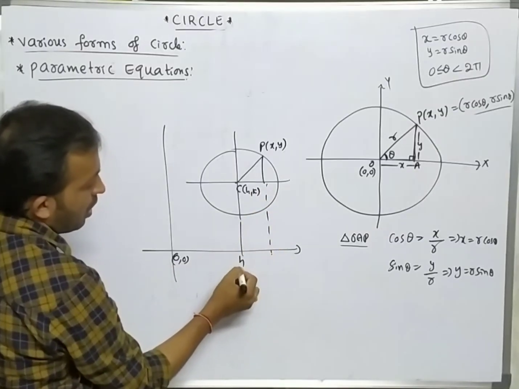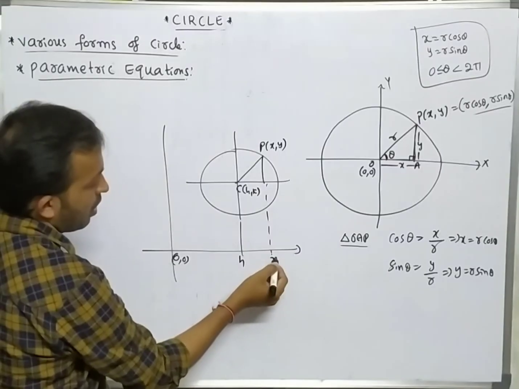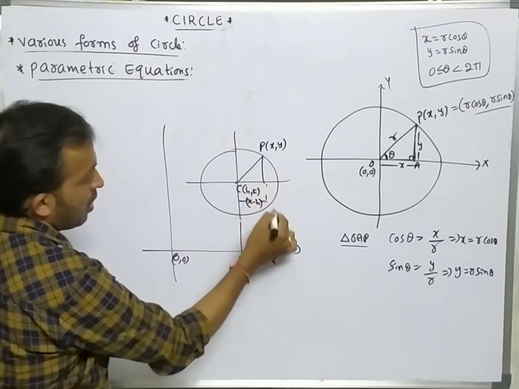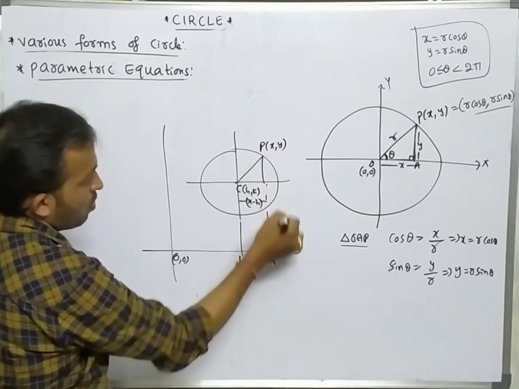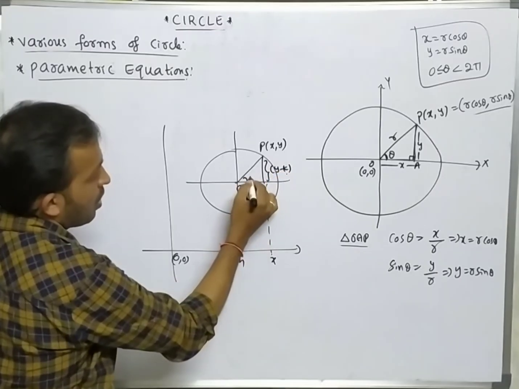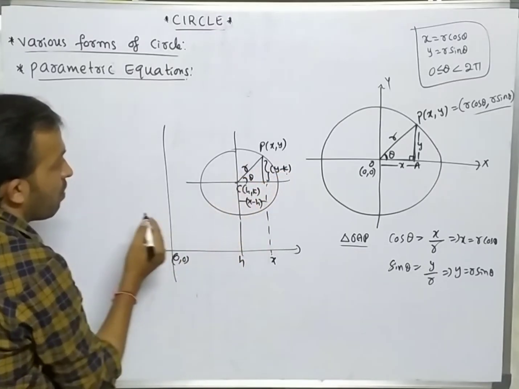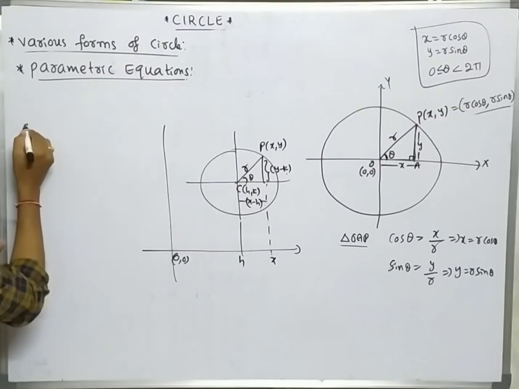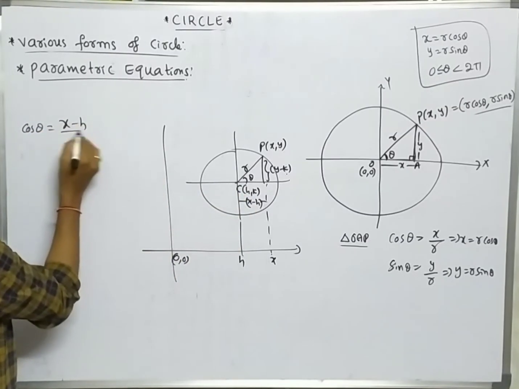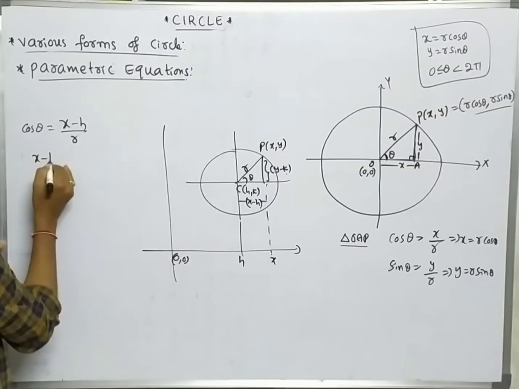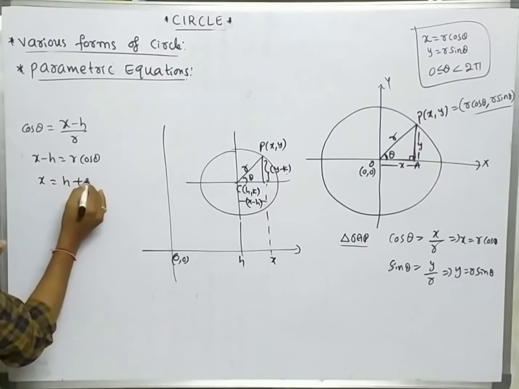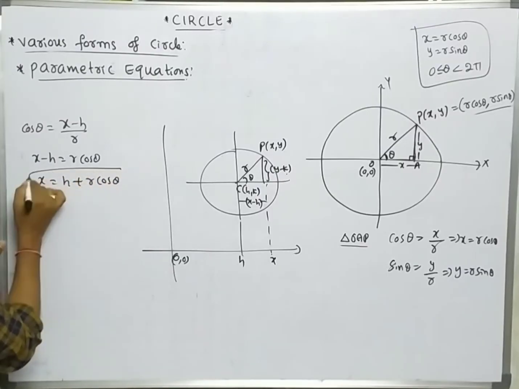So this is h, this is x. So this distance is what? x minus h. Similarly, this is k and this is total y. This distance is y minus k. So this is theta and this is r. So from this, cos theta is equal to what? x minus h by r. From this, x minus h is equal to r cos theta. x is equal to h plus r cos theta.